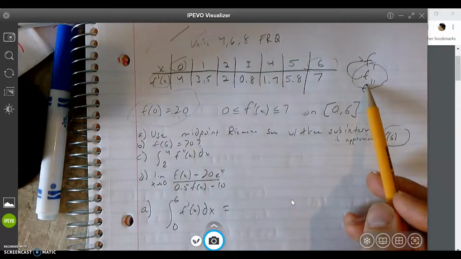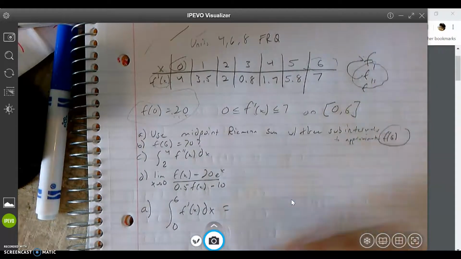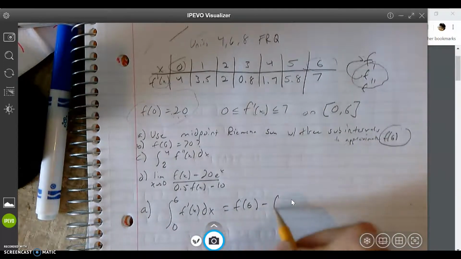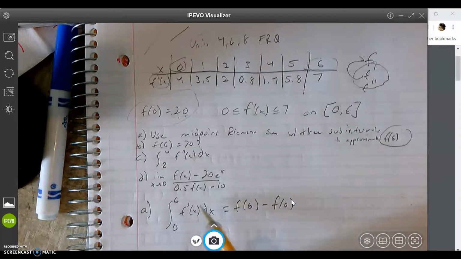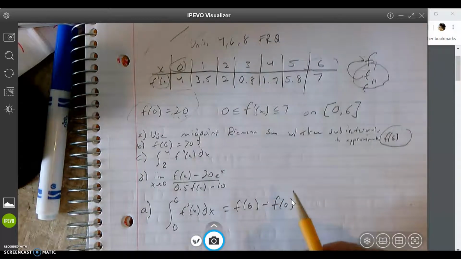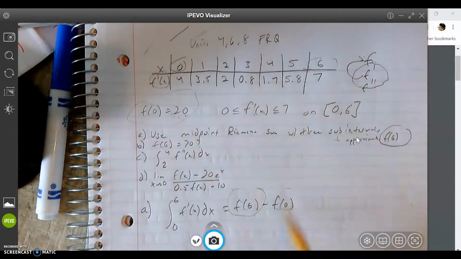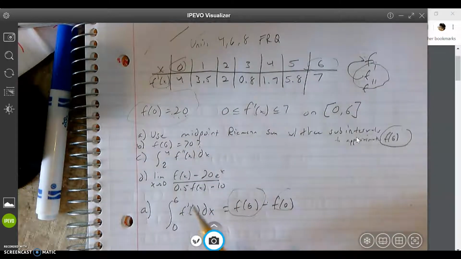So the antiderivative of f prime is f. The fundamental theorem of calculus tells me that this is f of 6 minus f of 0. Because f is the antiderivative, I plug in the top limit, and then I plug in the lower limit like that. So now I can get this. I know f of 0 is 20, so I can plug that in, and then this I'm going to get through my midpoint Riemann sum.